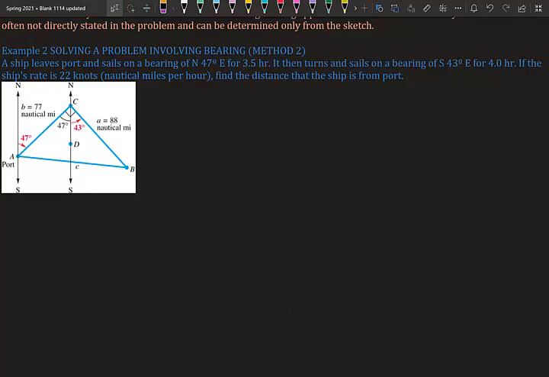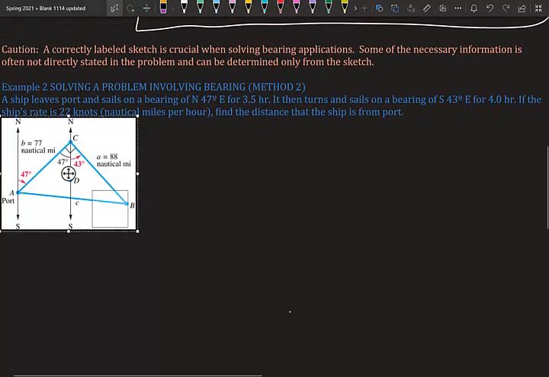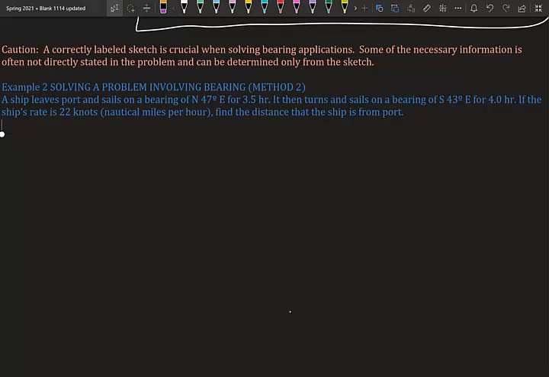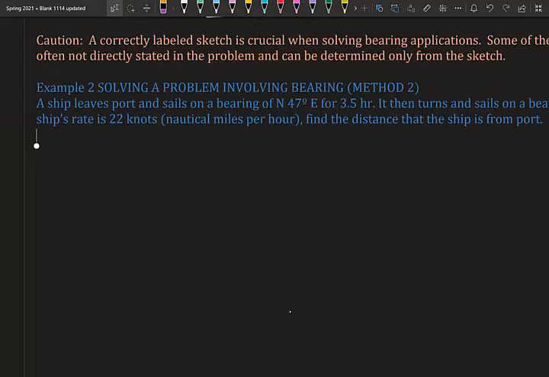So, yes, we have the image, but what if it weren't here? What if we didn't have it? How would we determine? Let's do that. I'm going to give it to you for the notes, but we're always going to draw it out for the beginning. Okay, so a ship leaves a port and sails some type of distance.